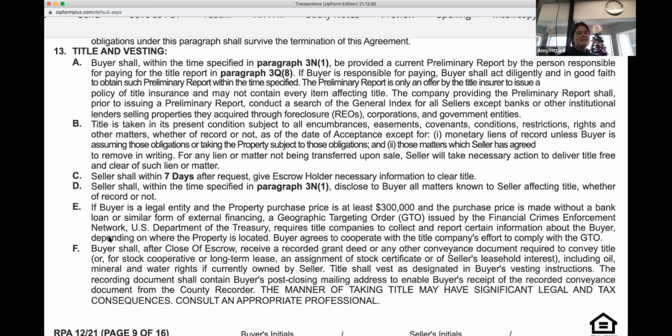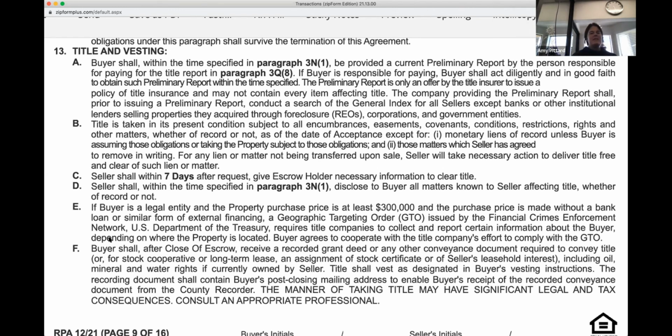Title is taken in its present conditions, subject to all encumbrances, easements, covenants, conditions, restrictions, rights, and other matters, whether of record or not, as of the date of acceptance, except for monetary liens of record, unless buyer is assuming those obligations or taking the property subject to those obligations, and those matters to which the seller has agreed to remove in writing. For any lien or matter not being transferred upon sale, seller will take the necessary action to deliver title free and clear of such lien or matter.